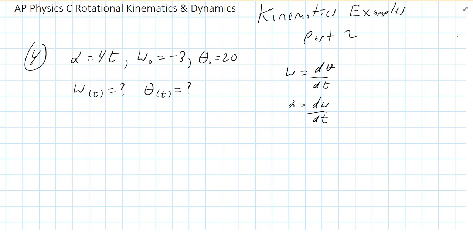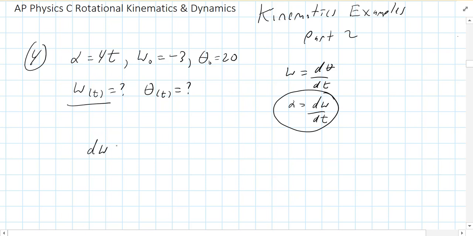I'm going to start with omega, and I'm going to use alpha equals d omega dt, and get the d omega by itself. So d omega is alpha dt. I want to get from d omega to omega, so we're going to integrate both sides. We're going to do an integral on both sides. Now d omega is going to go from omega naught to whatever omega at whatever time I want.